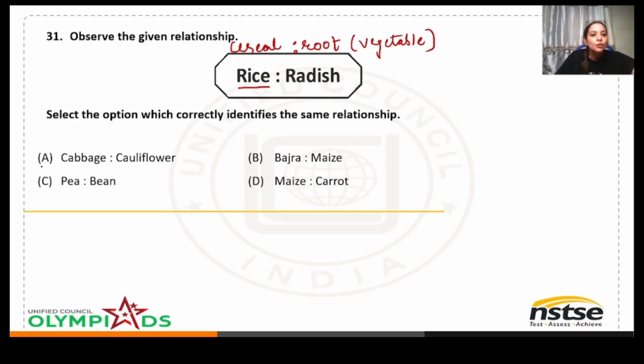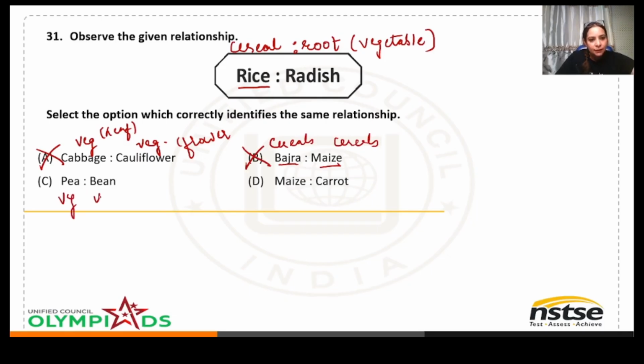Let's look at it. So option A says cabbage and cauliflower. Both of them are vegetables, and cabbage is actually obtained from the leaf part of the plant, and cauliflower is a flower. So no to this option, because we need an option which is cereal to vegetable or cereal to root. Second, bajra and maize. Both of them are cereals. So again, no. C is pea versus bean. Both of them are veggies.